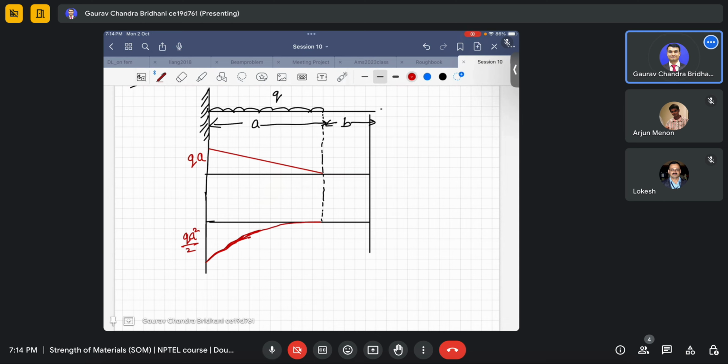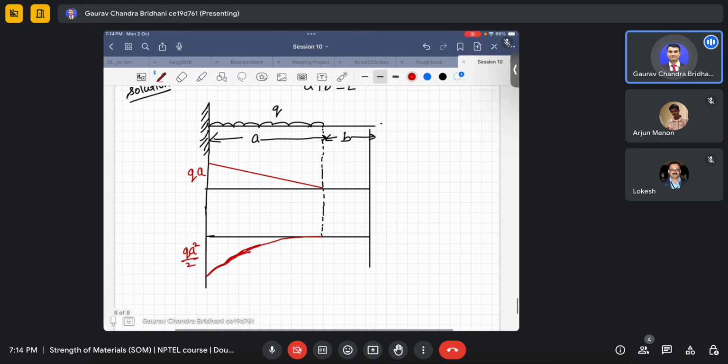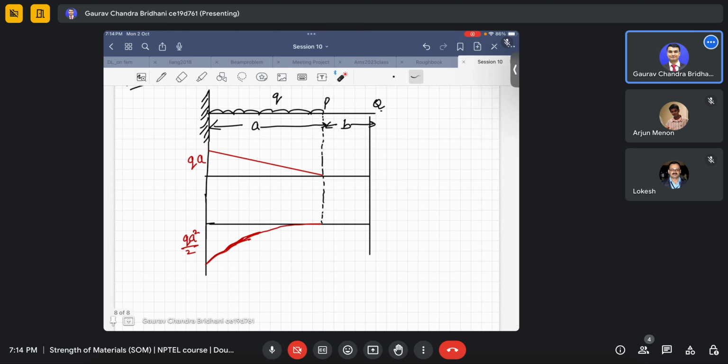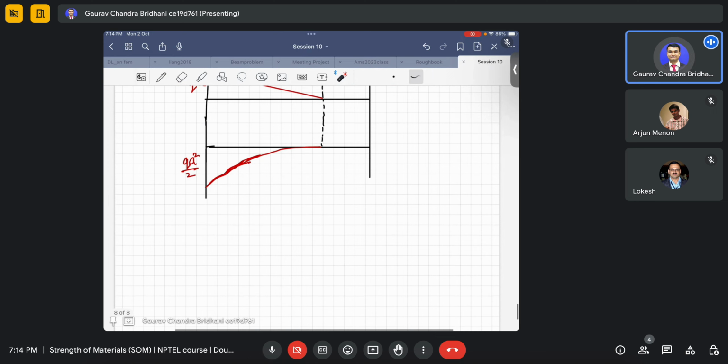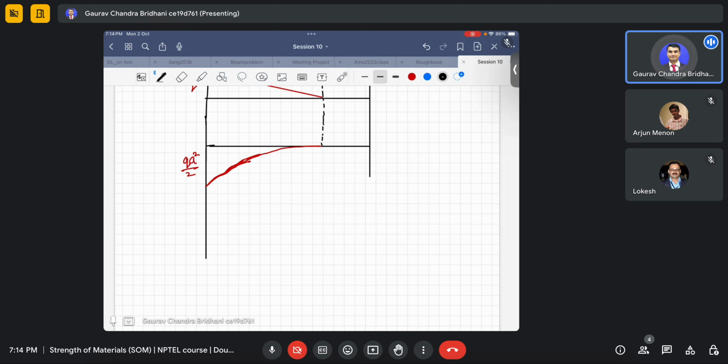Now we need to find the deflection as well as slope. Our points of interest are this P point and this Q point. As you have seen in the lecture, when the professor did that experiment and put a load here, let's call it the elastic curve or the deflected shape. Let's see how the deflected shape or elastic curve looks.